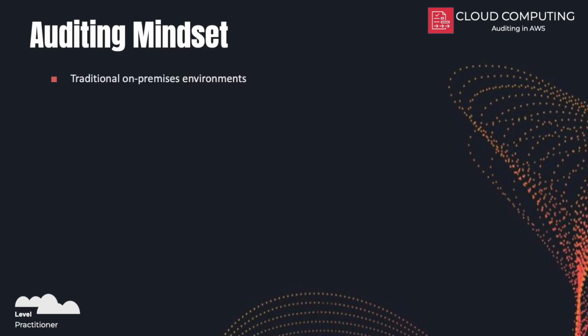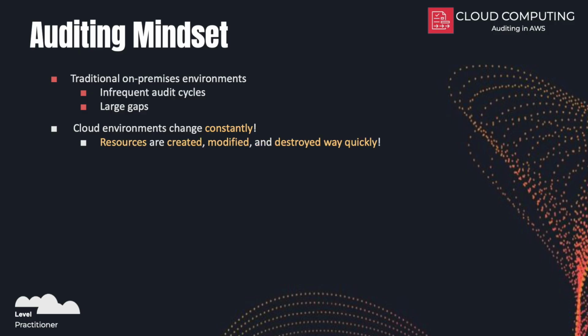In traditional on-premises environments, security and compliance checks often happen in big, infrequent cycles, maybe once or twice a year. In the cloud, things are much more dynamic. Resources are created, changed, and destroyed all the time. Your auditing mindset needs to be continuous instead of occasional.